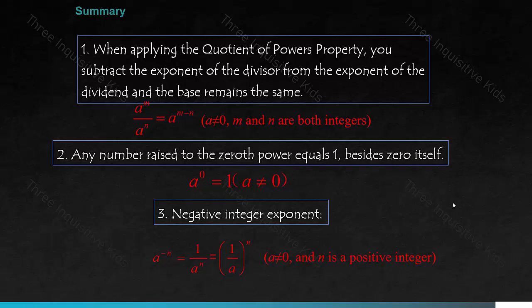And that's it for 7.3, Chapter 7, the Quotient of Powers property. We hope to see you again in the next lesson.